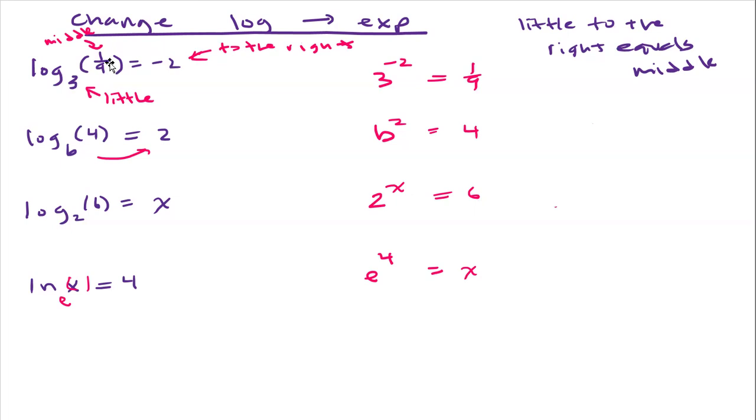what's in the middle is what's inside the parentheses, okay? So again, if it's written in log function, like for example the second one here, we're not able to solve it. However, if we rewrote it to an exponential function, we have b squared equals 4. So that means b would have to be 2. 2 squared will give me 4.